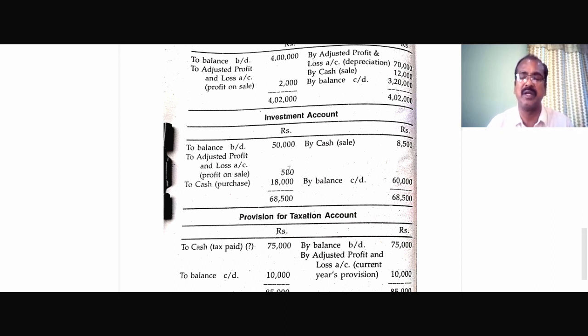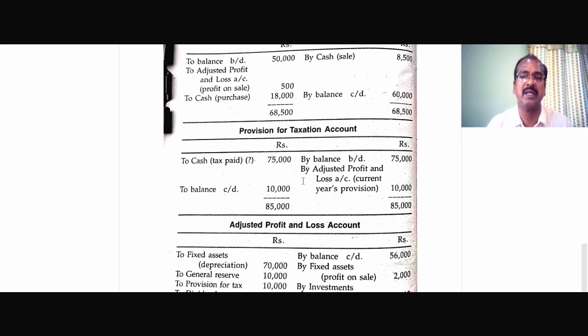They have also purchased an additional investment for 18,000 rupees, that is also recorded here. What is the journal entry for buying additional investment? Investment account debtor to cash account. Debit what comes in, credit what goes out. So now the account is tallied, so absolutely no problem with regard to investment.